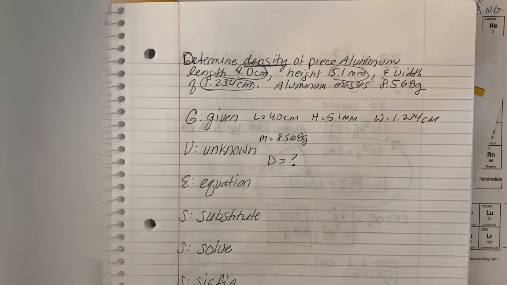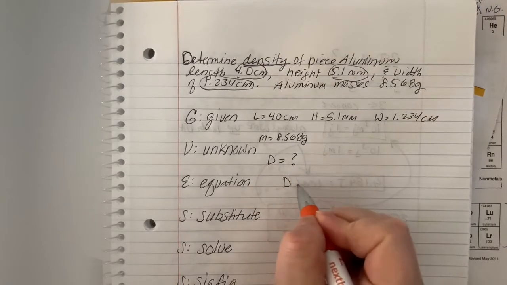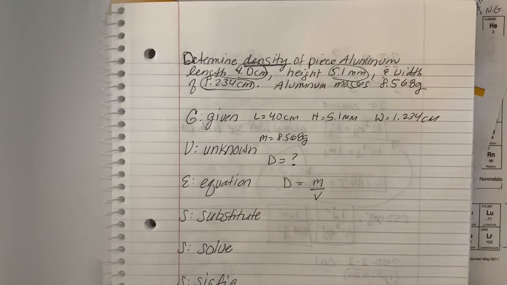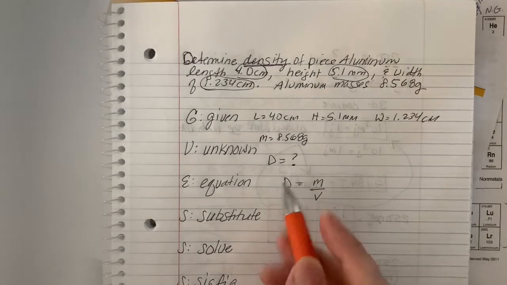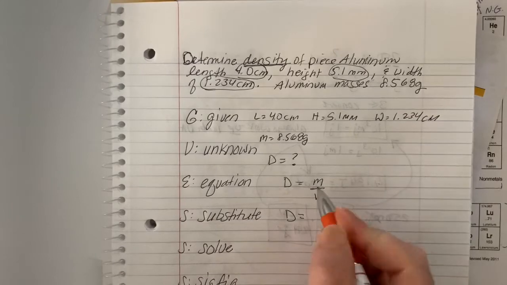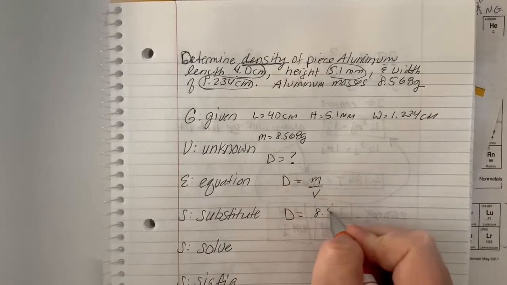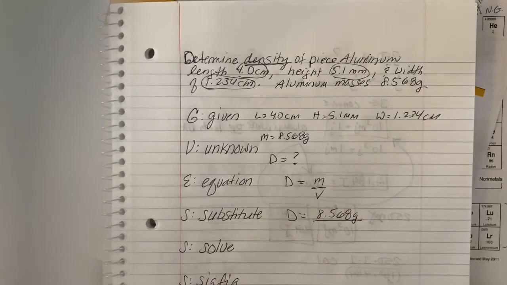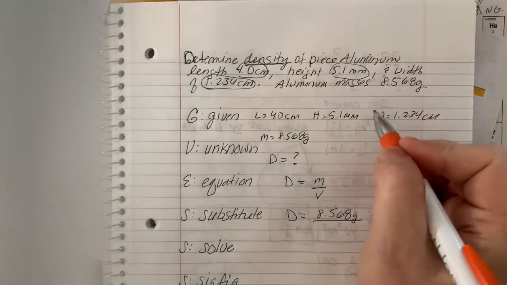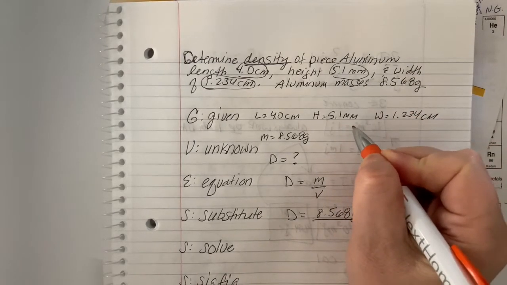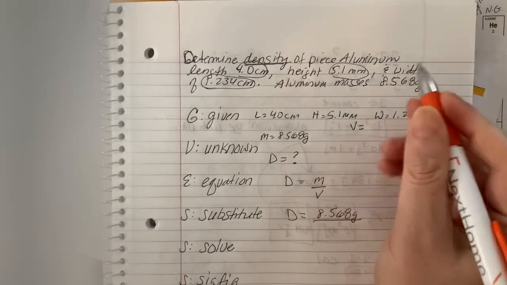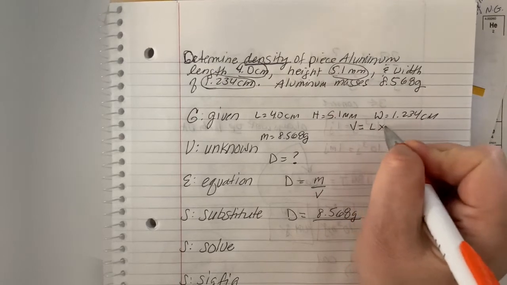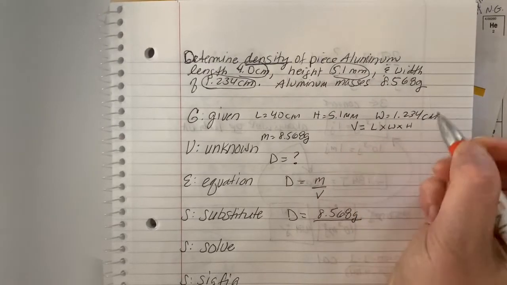Our unknown is density. Our equation, density equals mass over volume. Okay. And now we need to substitute. Density we don't know, so we leave that at D. M is for mass, 8.568 grams. And volume. Oh, and I noticed I don't actually have a volume. So up here in this given, I have to do a little bit more work, because I know a volume of a rectangular piece is going to be length times width times height.